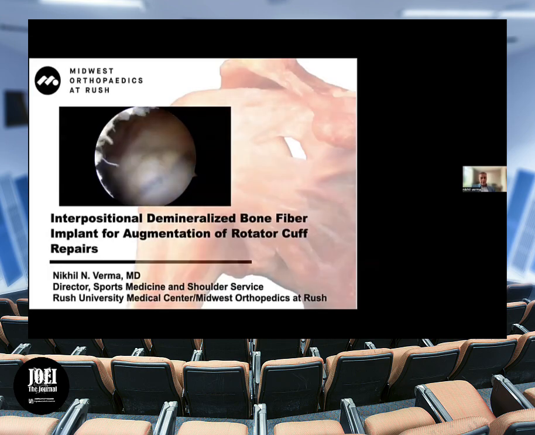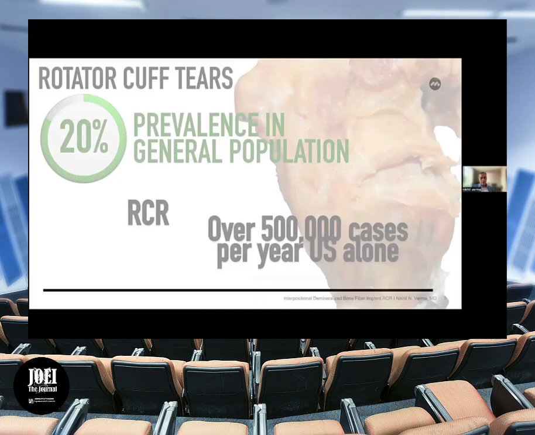What we're talking about here is a demineralized bone fiber implant that's used at the tendon to bone interface. So it doesn't go over the top of the tendon. It goes between the tendon and the bone. And in fact, it's inset within the bone as an augmentation for rotator cuff surgery.